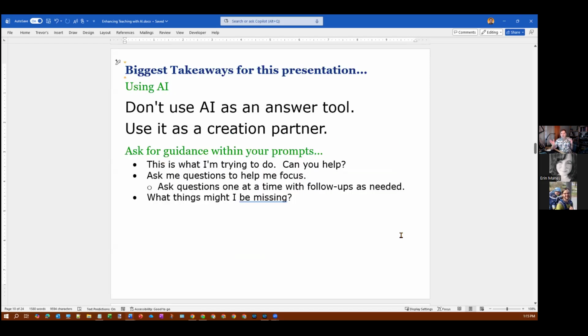Okay, so the big points to take away today. The first one is you don't use AI as an answer tool. Don't just put something in and take what it has coming out.